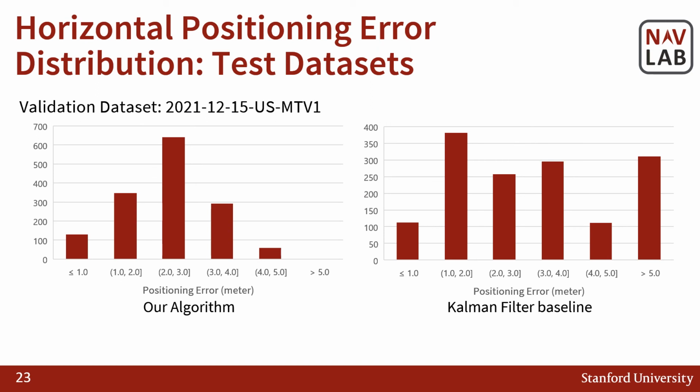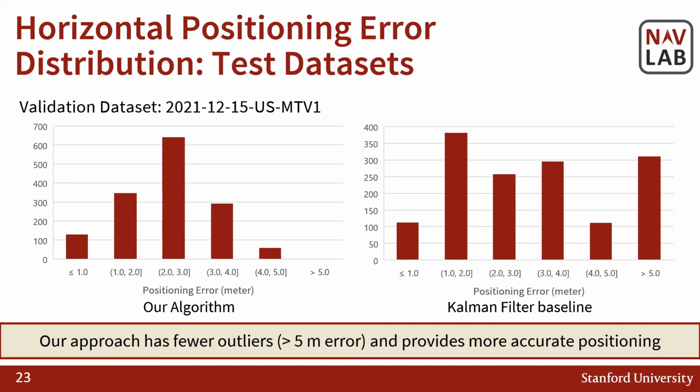Here is a sample horizontal positioning error distribution on one of the test datasets. As shown in the graphs, you can observe that our approach has few outliers, which is defined to be errors that are higher than 5 meters, and is able to provide more accurate positioning compared to the Kalman filter baseline. Note that we only show the error distribution for the Kalman filter baseline since it generally outperforms the WLS baseline for all of the test datasets.